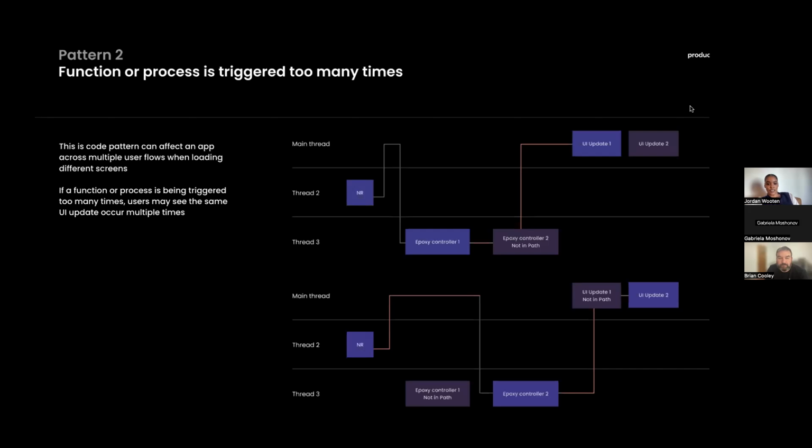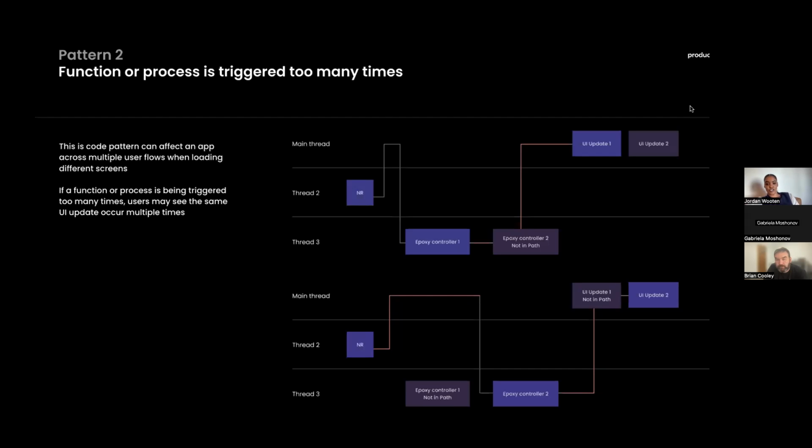So thus, we see here that there are two epoxy controller slices, both responsible for building the view model for the next screen. And we also see that as a result, we have two UI updates that are essentially showing the same thing because it's all getting information from the same network request. And when a function or process is triggered too many times, the user may see something like a screen refresh or a UI update to show the same screen or screen element more than once.